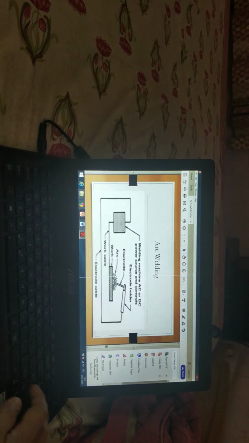Different types of welding are there, but we are not going into them in BME. We are concentrating on our electric arc welding processes, where an arc is produced between the metal and the electrode. This figure is the most important one.